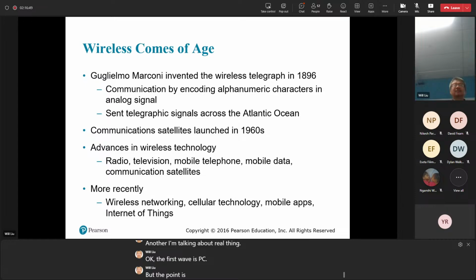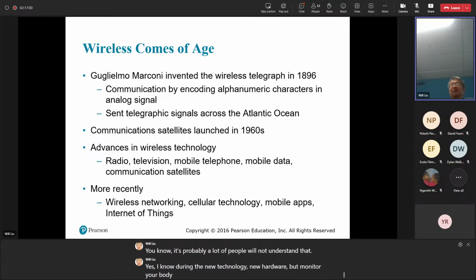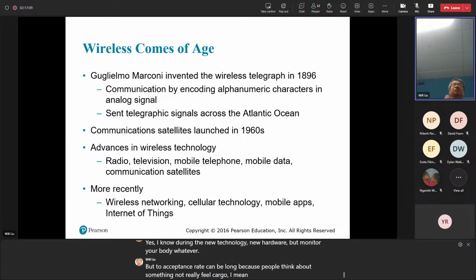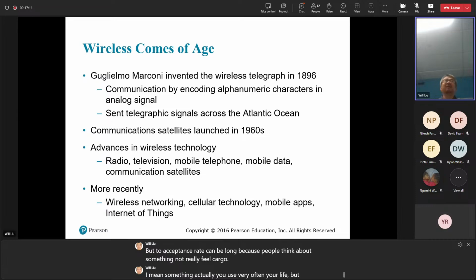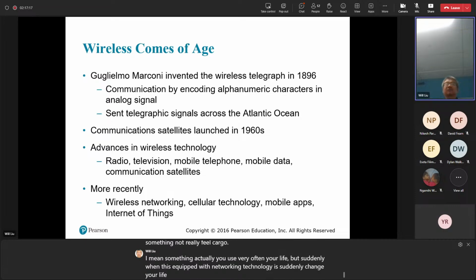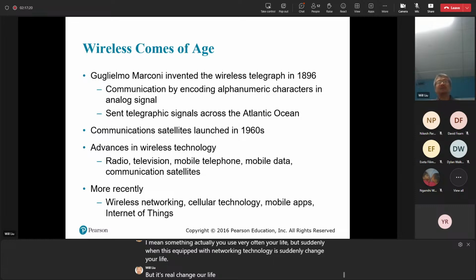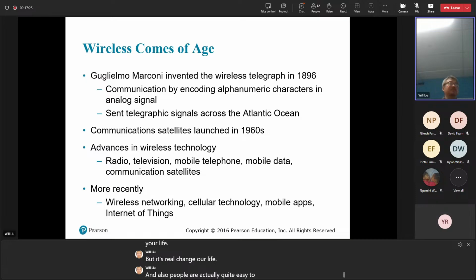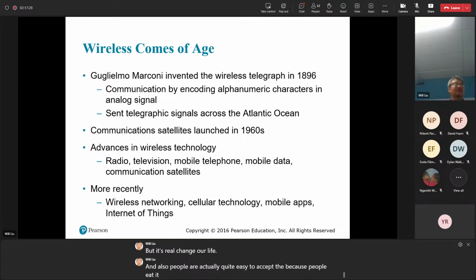But the problem is the acceptance rate. A lot of people will not accept that. Yes, I know there is new technology, new hardware to monitor your body, but the acceptance rate can be low because people don't feel comfortable. I mean something you use very often in your life, but when it is suddenly equipped with networking technology, it will change our life. And people can accept it quite easily because they need it every day. You've got to have ideas.